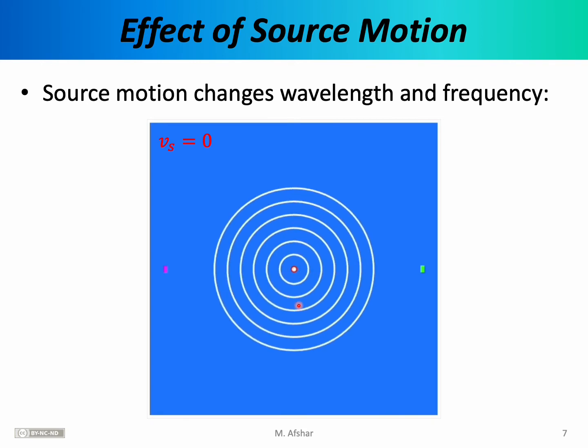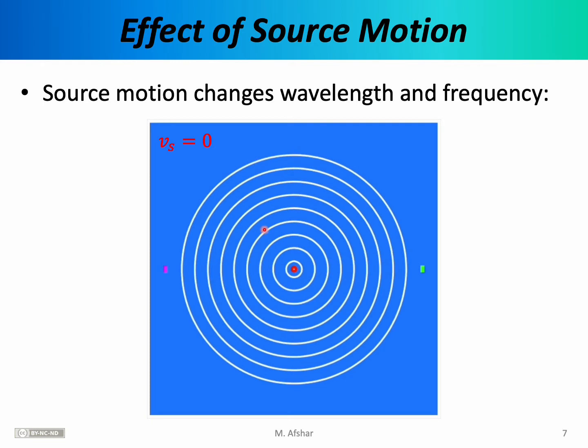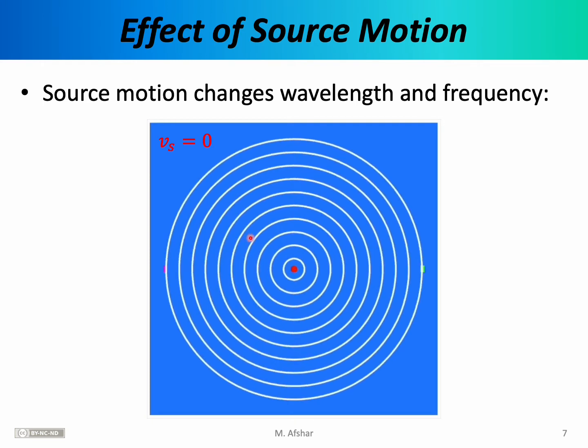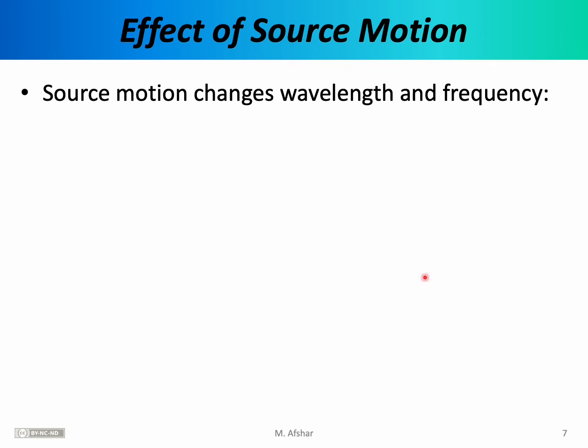I'm representing the sound waves using wave fronts. So each one of these circles represents, let's say, the peaks of the sound wave as the sound waves propagate outwards. When these peaks reach the detectors on the left and the right, those two detectors can hear or detect the sound waves. Now, this animation isn't very interesting because the source is at rest.